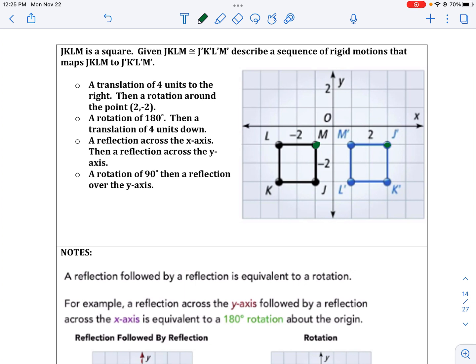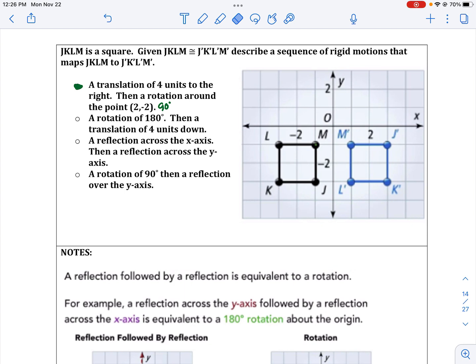It says then a rotation around the point 2, -2. Here's 2, -2. It does not say how much, so let's write in 90 degrees. If I were to rotate or turn it, just like turning it around the middle of the square there, M would then come over here to M prime, and it does, in fact, land on the correct one. So that is your answer there.